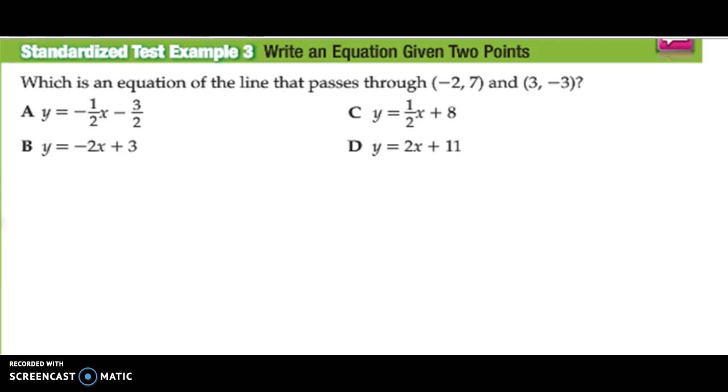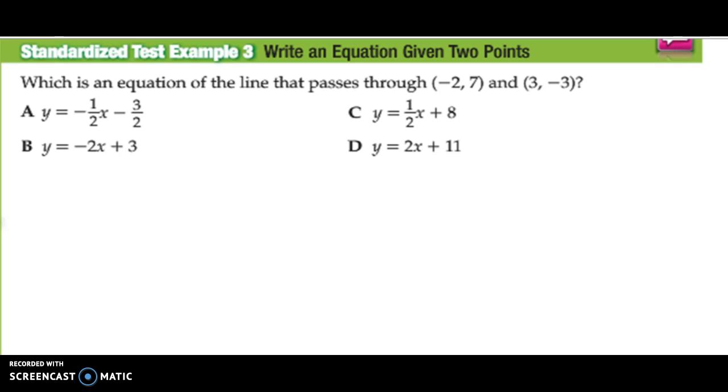Which is an equation of a line that passes through the points (-2, 7) and (3, -3)? So what we're going to do is we see we have 2 points. We see that all of our options, A, B, C, and D, are all in slope-intercept form. So what we have to do is first find the slope, and then from there we can put it in point-slope form to find out what it is in slope-intercept form.